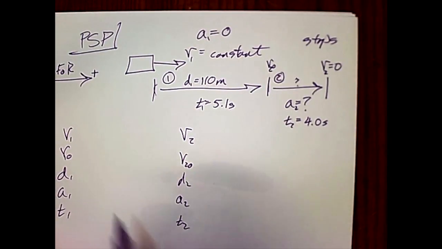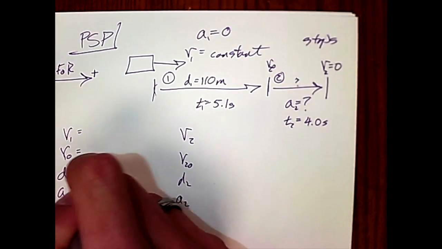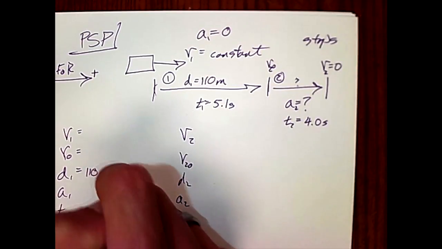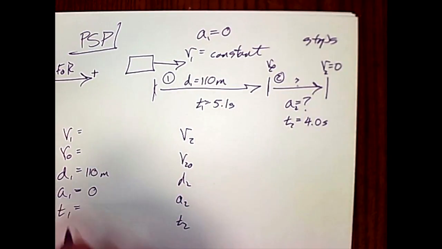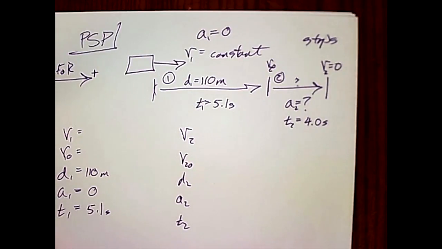All right, so then going down through this list, V is constant, D is 110, A is 0, T is 5.1. If for some reason any of these were not in SI units, my first step would be to convert these and write them in SI.